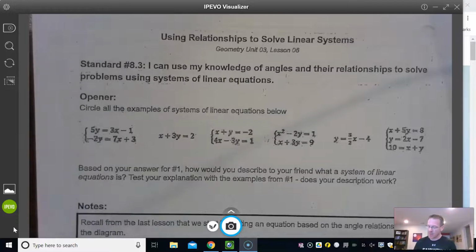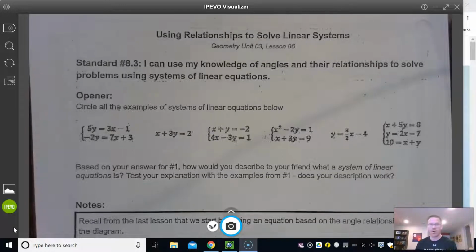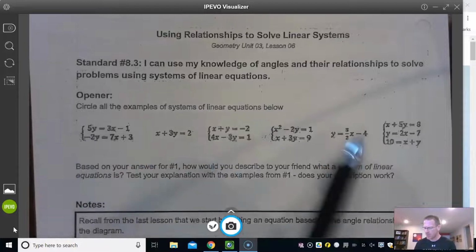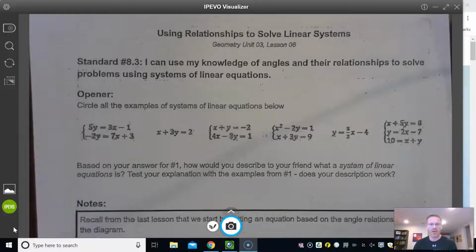So you can see standard 8.3 here: I can use my knowledge of angles and relationships to solve problems using systems of equations. All right, and this is on page 130 in your workbook. And once again, I'll just let you pause the video real quick, and we'll go through and circle what you think is a system of linear equations.